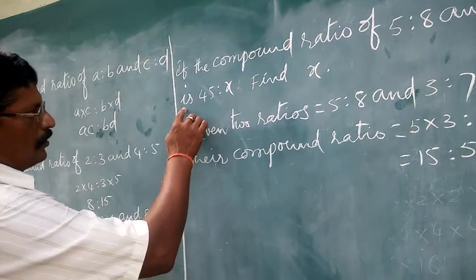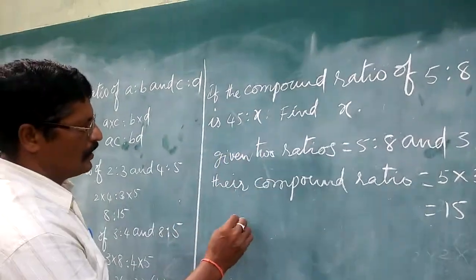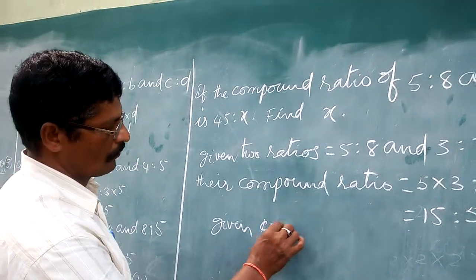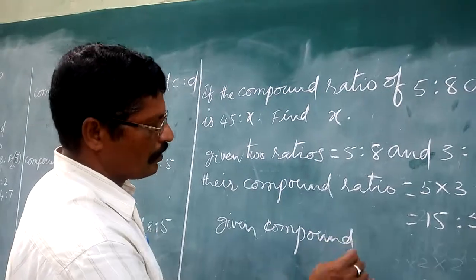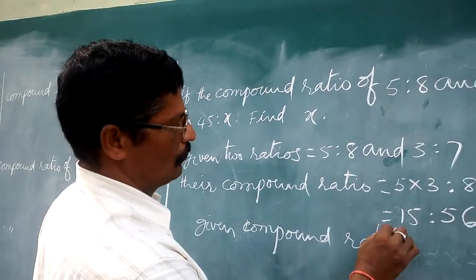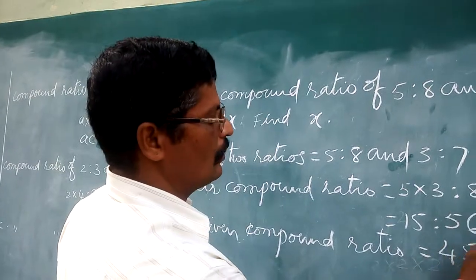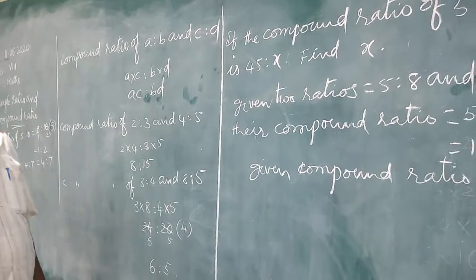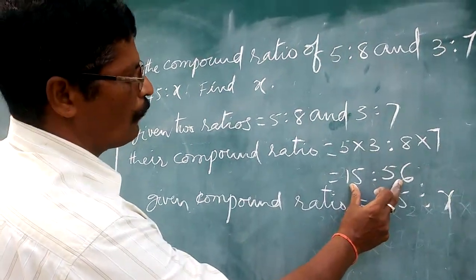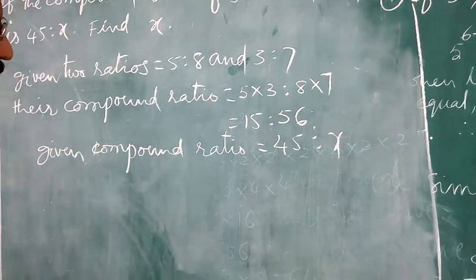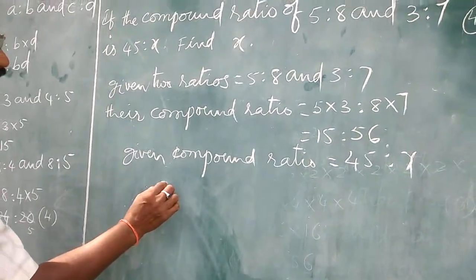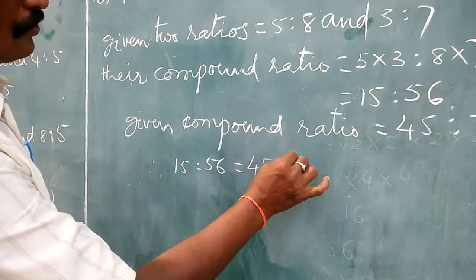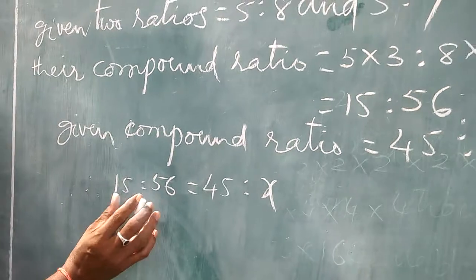But some compound ratio has been given. Given compound ratio equal to 45:x. Here, this is the compound ratio that we have found. This is the given compound ratio. Equate them. Therefore, 15:56 is equal to 45:x.